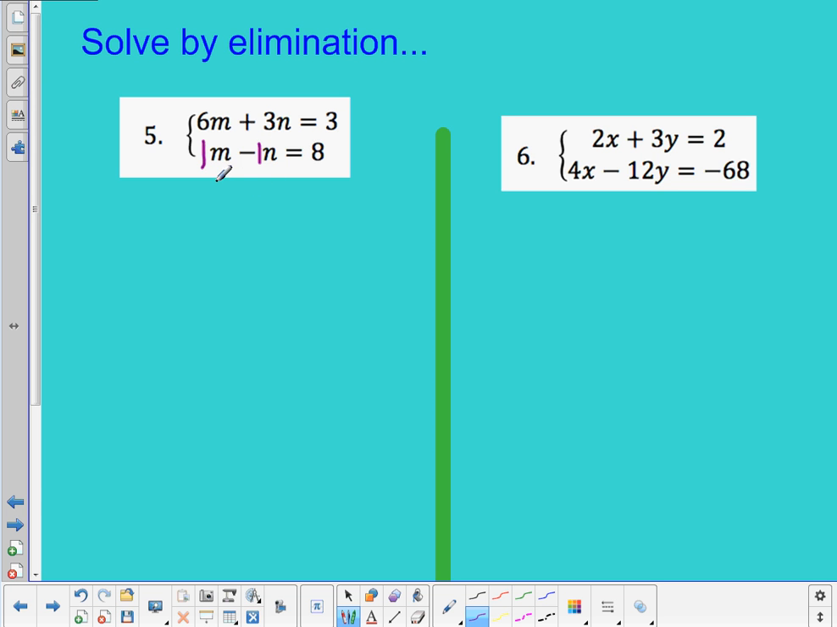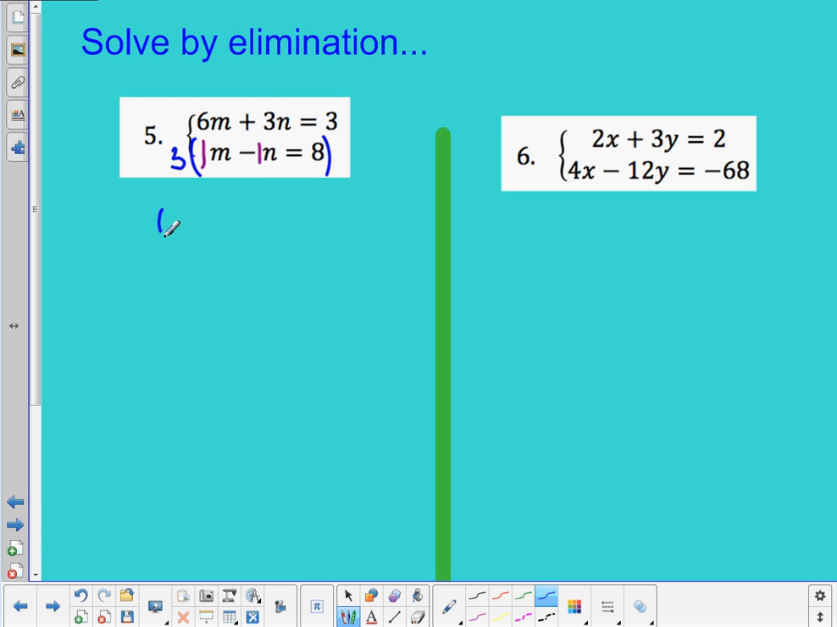Now you have two choices, okay? I need to either make this m down here a negative 6, or I need to make this n a negative 3. Now it doesn't matter which one you do, but since this n is already negative, I'm going to choose the n to get rid of, which means I need to multiply this bottom equation by 3. Because if I do 3 times negative 1, that gives me negative 3, which then cancels the positive 3.